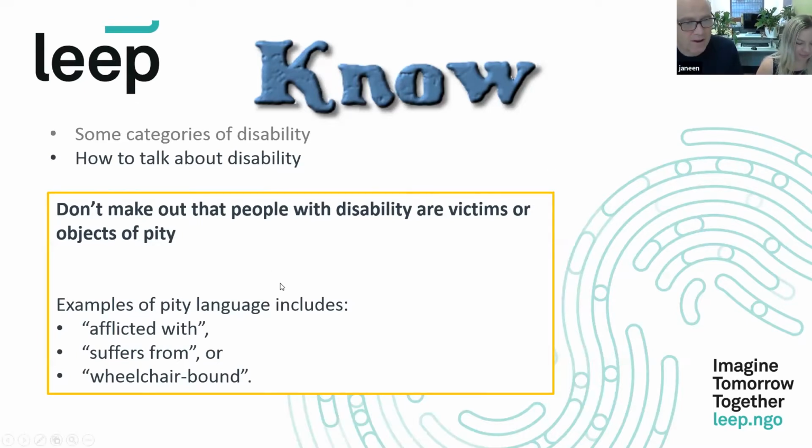And things like "wheelchair bound" are quite the opposite of the purpose of a wheelchair. Wheelchairs allow more freedom. They allow people to get around where they wouldn't be able to. So "bound" is really not the correct term.